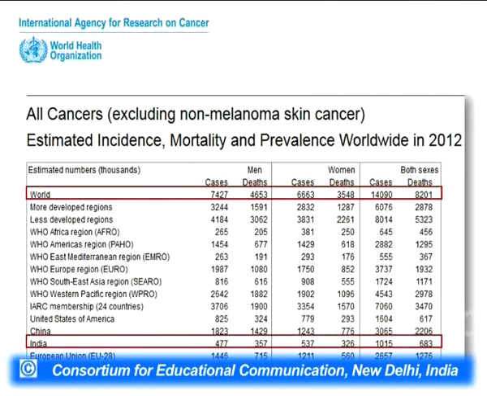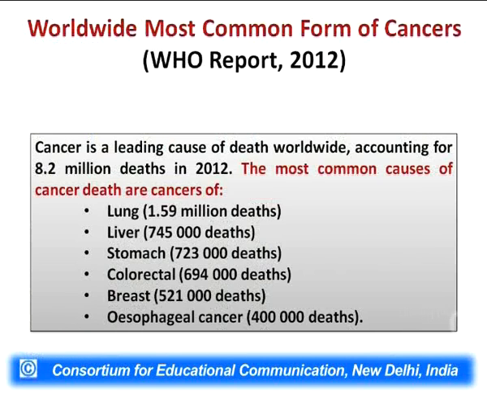In India, there are about 1 million cases, of which about 0.6 million people die of cancer, of which the majority are women, while the other part is men. So there is an almost equal ratio of men and women who are getting affected by cancer.